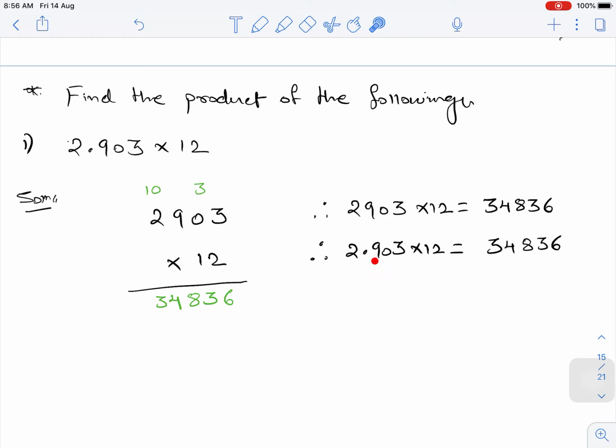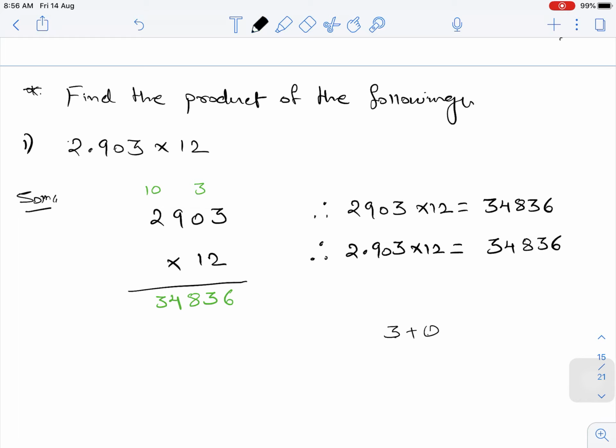What is the decimal place of this number? After the decimal there are 3 digits. So remember, how many digits? 3. For the number 12, where must the decimal be? We have learned in the previous period, if in a number there is no decimal, it means it is present at the end of the number. If it is present at the end of the number, it means after that no digits are there, so its decimal place is 0. Now we are going to add these.